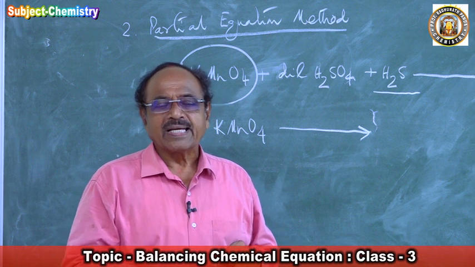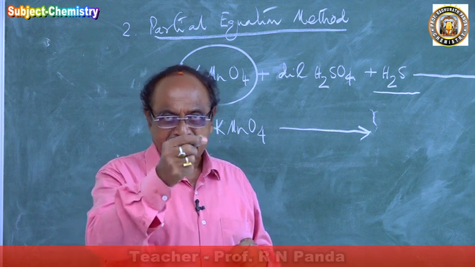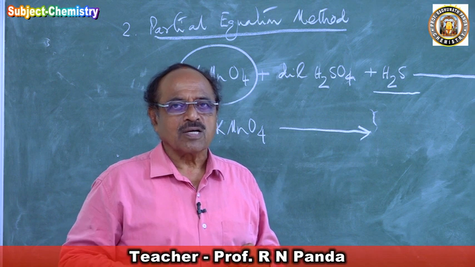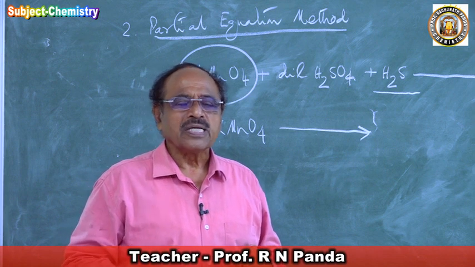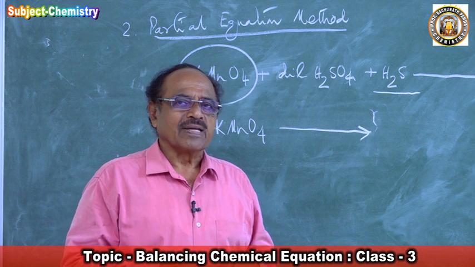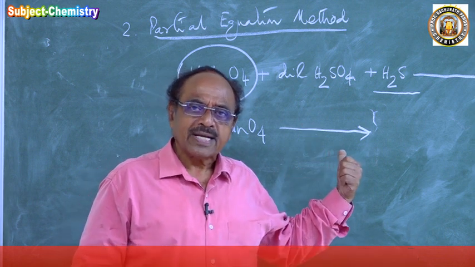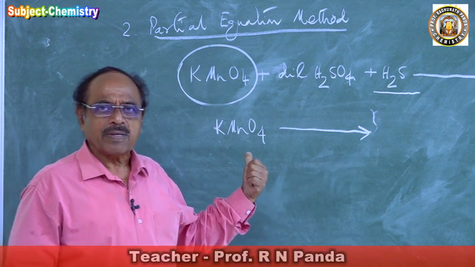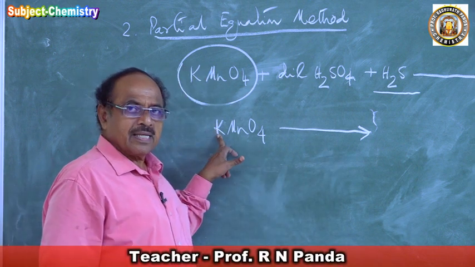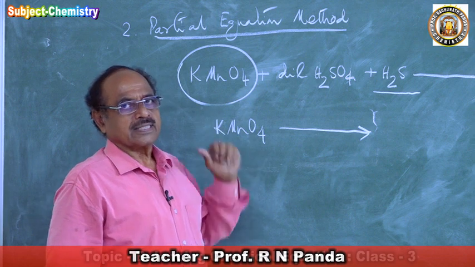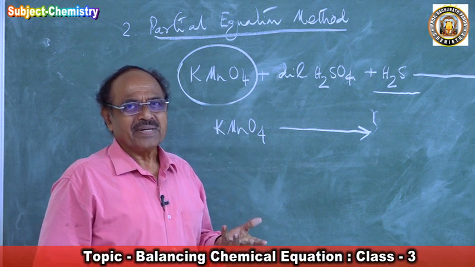The captain has made a serial order: 1, 2, 3, 4, first down, second down, third down, fourth down. They go serially and they play. So potassium permanganate is reacting, which means who will react? Who are the players in potassium permanganate? Potassium is there, manganese is there, oxygen is there. They will react.